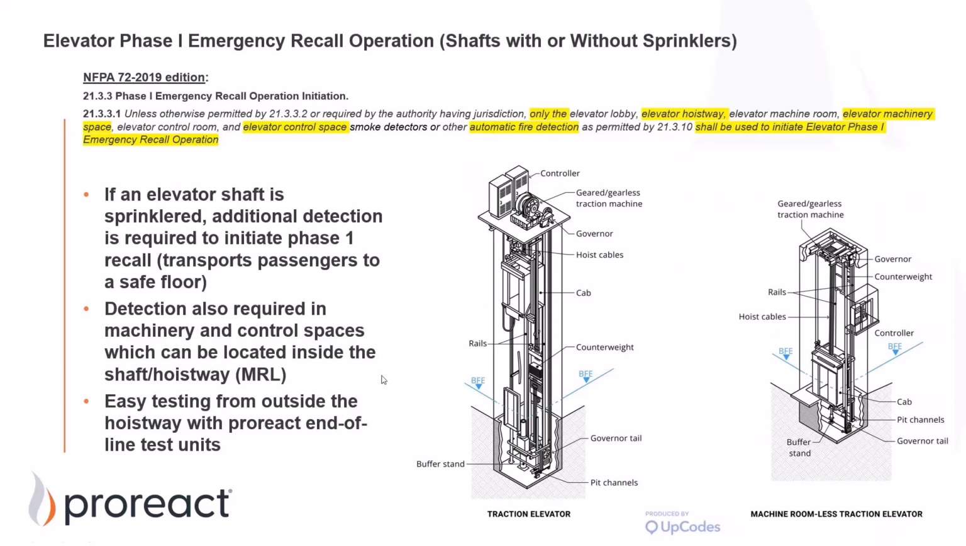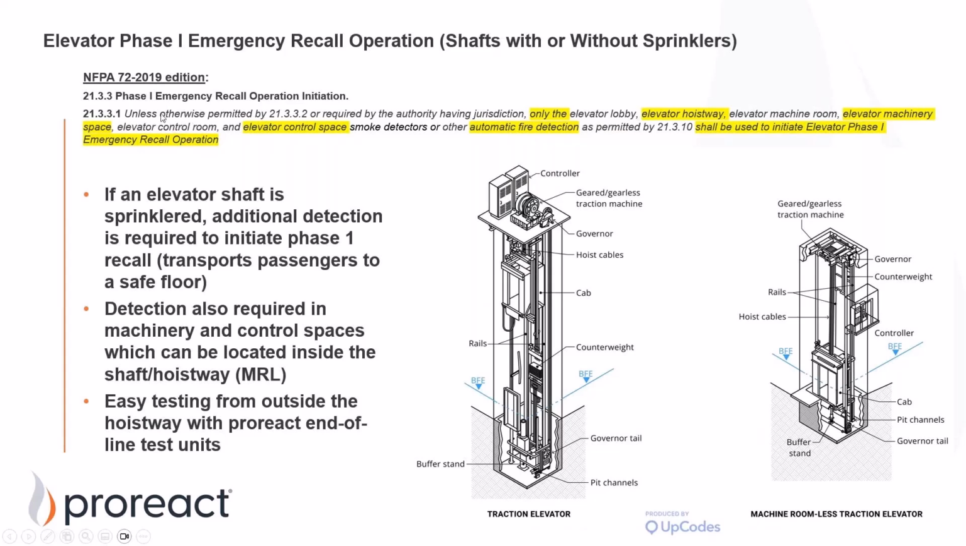And then the other function that these initiating devices may be initiating is phase 1 elevator recall. And what this is, it's a process that is initiated that will take the passengers currently in the elevator and get them to a safe floor. So this is intended to occur minutes before the power shutdown, obviously, and also any sprinkler activation.